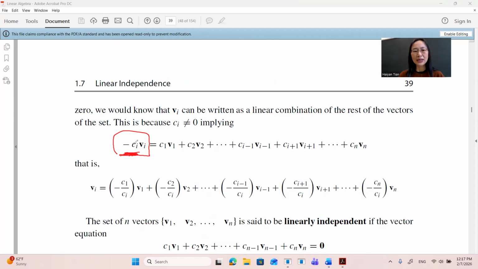Then because it's non-zero, we can divide both sides of the equation. So then the Vi, after we divide by negative Ci, this will be 1. So we get Vi, and then every term is divided by negative Ci.